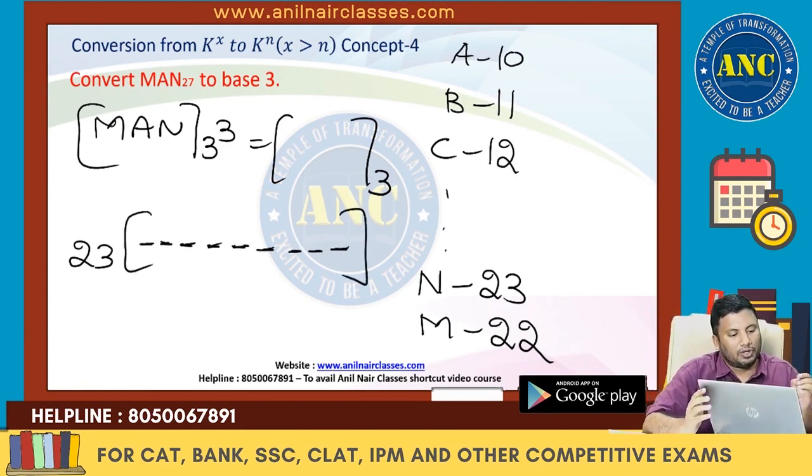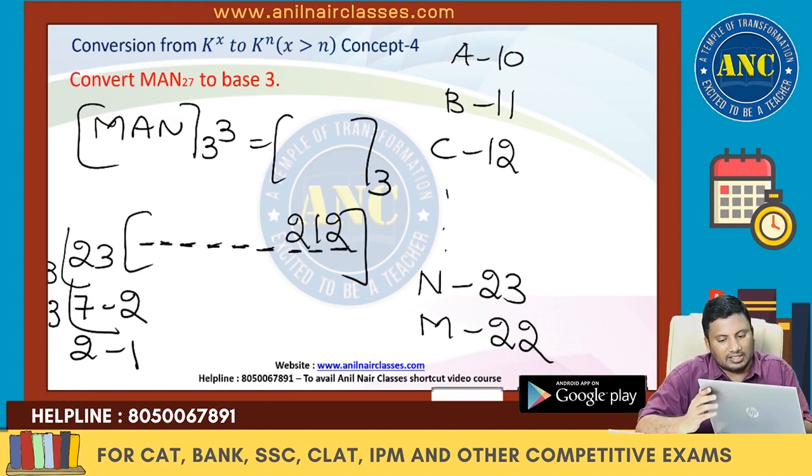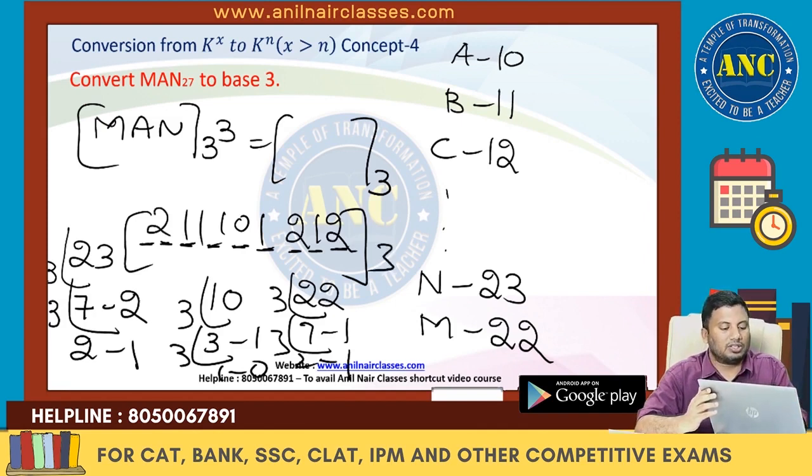N is 23. 23 in base system 3: 3 7s are 21, 2. 3 2s are 6, 1. So first is 2 1 2. A is 1 0: 3 3s are 9, 1. 3 1s are 3, 0. So 1 0 1. M is 22: 3 7s are 21, 1. 3 2s are 6, 1. So 2 1 1 in base system 3.